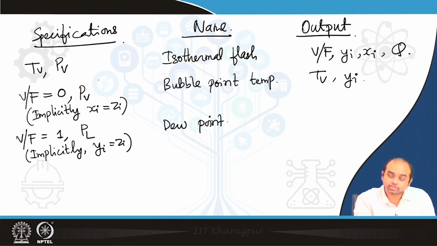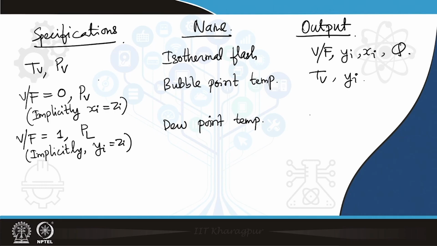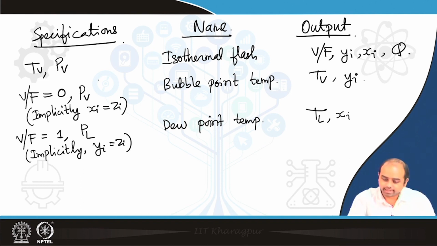Please note the dew point temperature is more than the bubble point temperature. The bubble point is the temperature at which the first vapor starts to form, and the dew point is the temperature at which the first condensate starts to form. In this case we have TL and Xi. Similarly, you can also set Q to be equal to 0. Q is also one of the parameters, and PV, the pressure in the vapor phase.